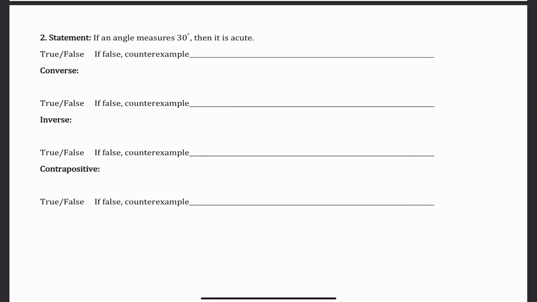All right, let's go ahead and take a look at number 2. If an angle measures 30 degrees, then it is acute. Is that true? Yes, it is true. Okay, so we have to assume that the hypothesis is true, and then what does it imply? It's acute. So it's true.